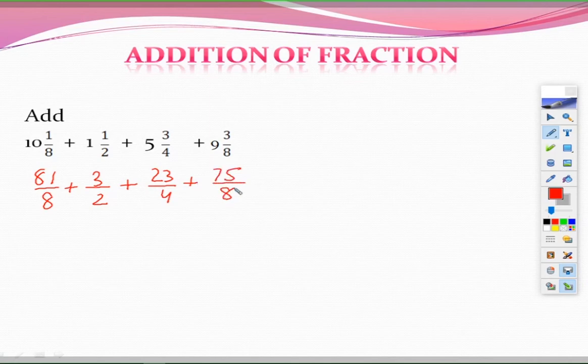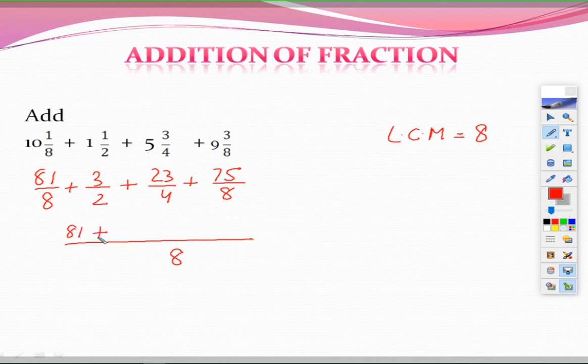Here you can see, children, the greatest denominator is 8 and the other two denominators are factors of 8. In this case we all know that the LCM will be 8. The greatest denominator is 8 and the other two denominators are factors of 8. So your LCM is 8 here. Just write down 8.